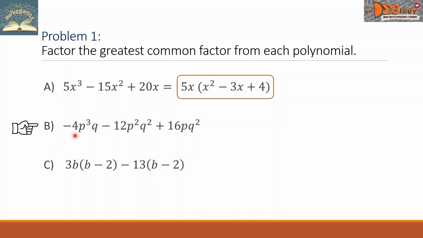Expression B, negative 4p cubed q minus 12p squared q squared plus 16p q squared. We have here a trinomial and the GCF is negative 4pq. Now let us remove the GCF from each of the terms. So we have p squared plus 3pq minus 4q. Note that if we multiply this GCF to each of the terms of the grouping symbol here, we will return to the original trinomial.